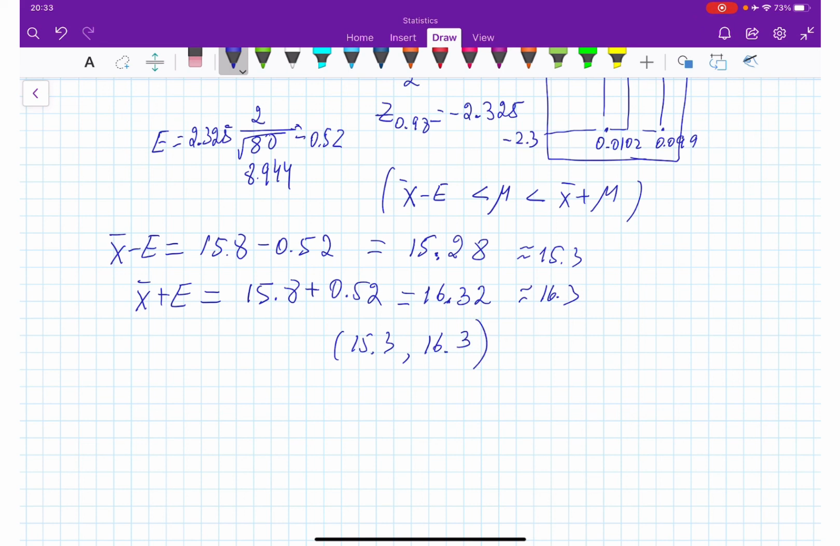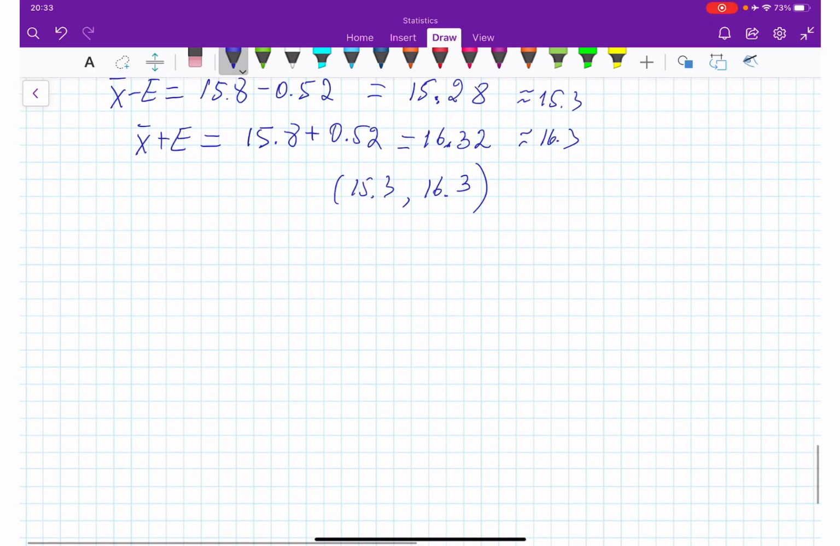Question number 5. Use the confidence interval to find margin of error and the sample mean. So what do we need to do in this case? We are given the confidence interval, which is 0.062 and 0.240.